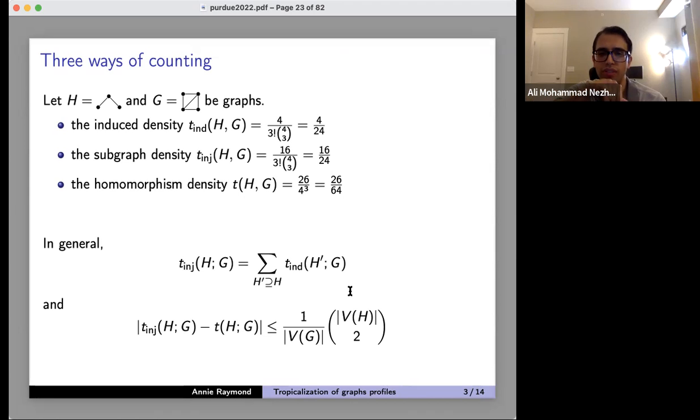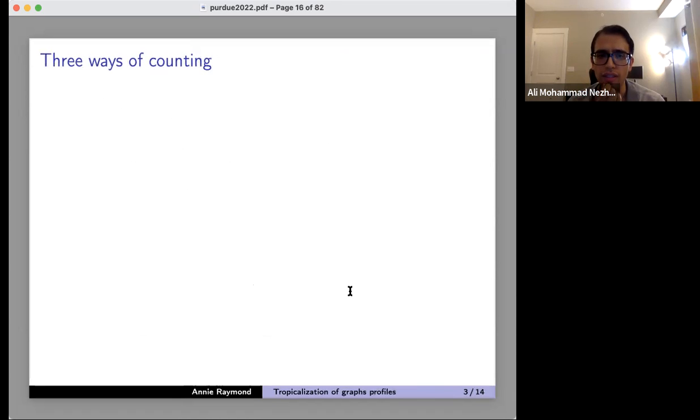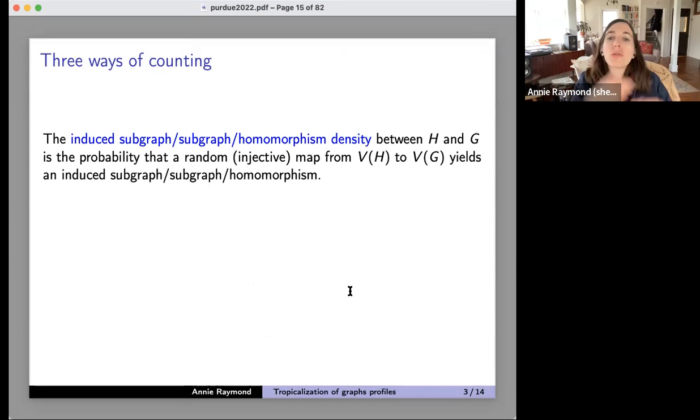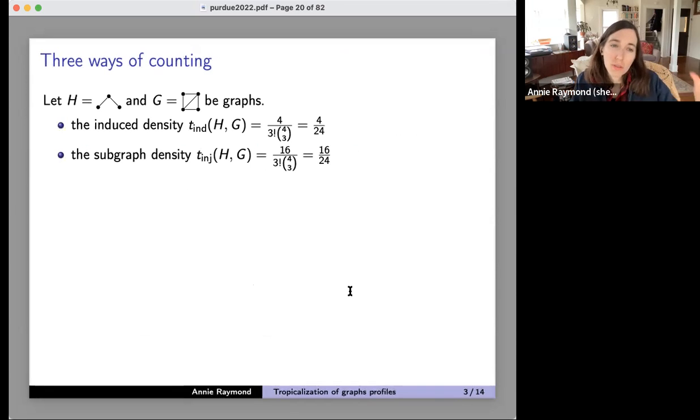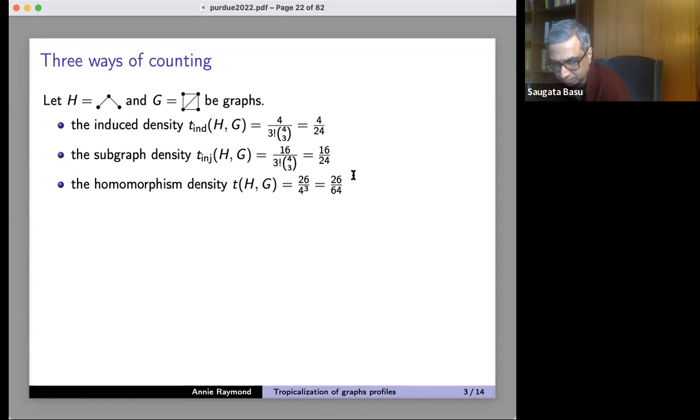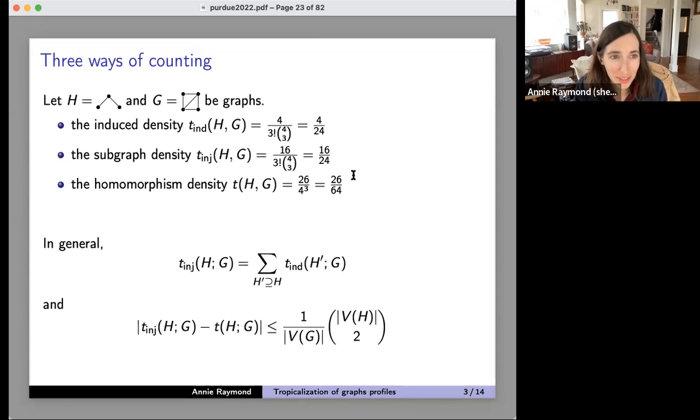Yeah, can you come back to the previous slide? I just want to know the definition of density. Okay, so you take the number of maps that do work out over the total number of maps you could have had. Right. So in the first 2 cases, you only consider injective maps. That's why you're over 24. And for homomorphisms, you really consider all possible maps from the vertex set of H to the vertex set of G. And the 4, 16, and 26 are the numbers we had already counted. Yeah. More questions about our ways of counting, and specifically homomorphism? Just want to make sure we're all good on homomorphism, since that's what we'll be using.